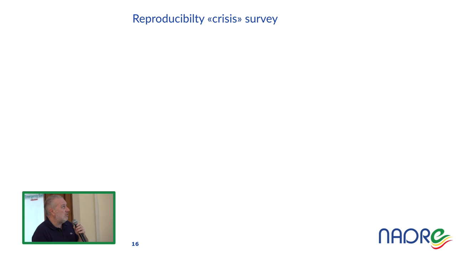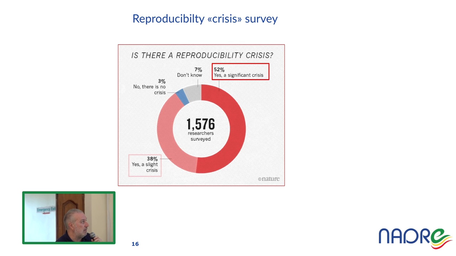So there is what is called a reproducibility crisis. And Nature, which is a very well-known journal, surveyed almost 1,600 researchers from all over the world, and asked them if there was a reproducibility problem in their own domain. So if they had problems reproducing somebody else's work. And more than 50% said yes, there is a significant crisis. And 38% said yes, there is a crisis, a slight crisis. So 90% of the respondents say there is a problem in reproducing conclusions starting from papers, from publications.